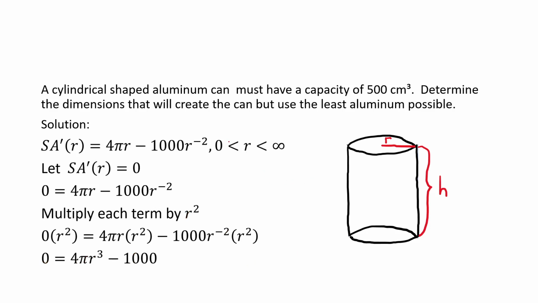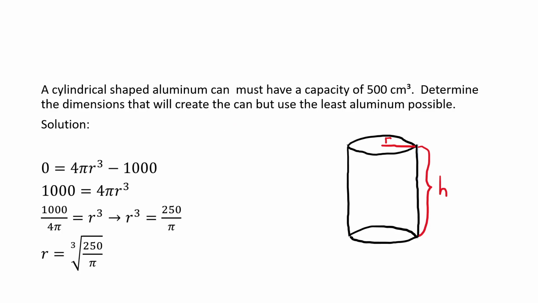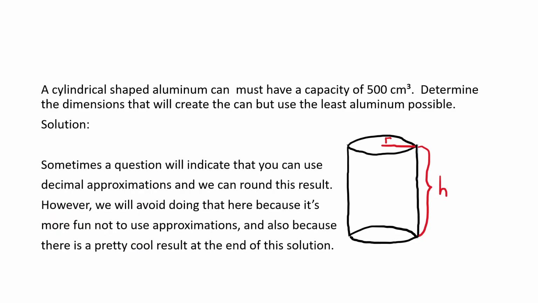Now, we're not going to do a domain analysis in this question, and we're simply going to let that derivative equal 0. So we can multiply each term by r squared, and when we do that, we get 0 equal to 4 pi r cubed minus 1,000. Well, if 0 equals 4 pi r cubed minus 1,000, then that's like saying 1,000 is 4 pi r cubed. Or in other words, 1,000 over 4 pi is r cubed. Dividing numerator and denominator each by 4, we get r cubed is 250 over pi, which means r is the cubed root of 250 over pi.